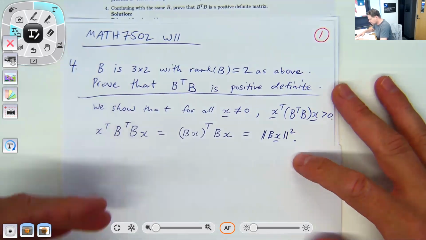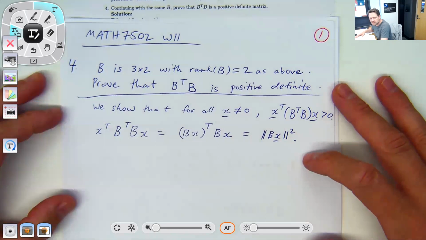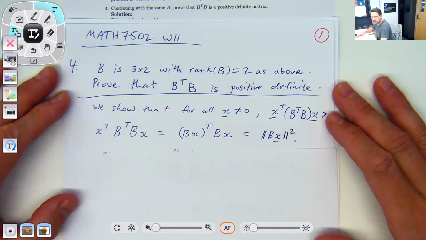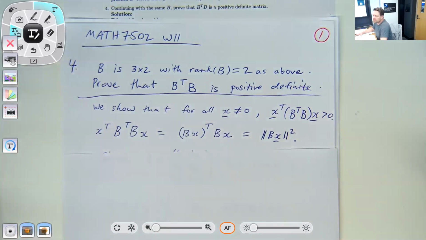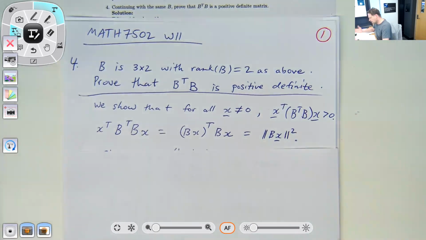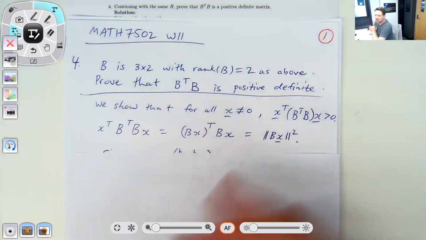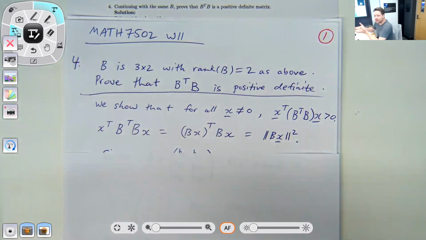Let's begin with what's on the left in this expression. We start with x transpose B transpose B times x, and we see that as Bx all transposed times Bx. Remember, the transpose of a product swaps the order and applies the transpose on each one, and we can take that in reverse. The reason we did this is because we have something transposed times the same something, which we know is the norm squared.